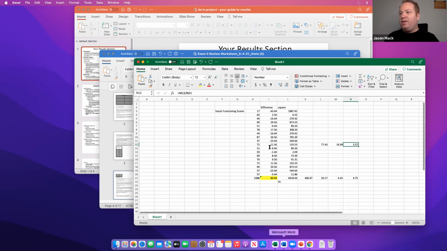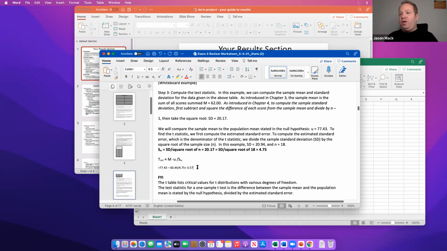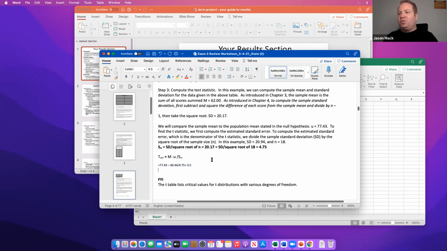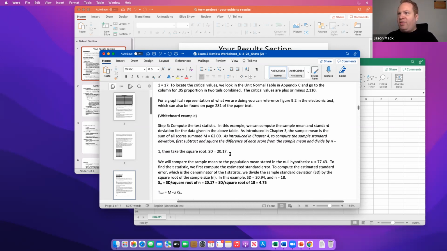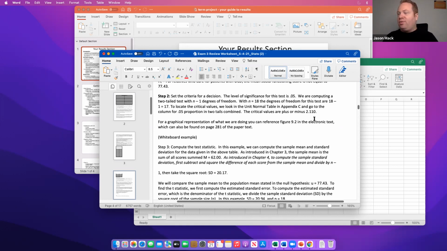So that is our new T obtained value, 3.57. Does that matter? Why is that relevant? Well, we got our T obtained value, which is 3.57. And what was our critical value again? I think it happened to be 2.110.